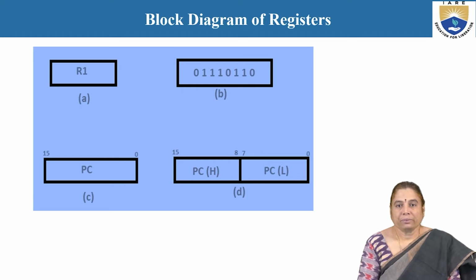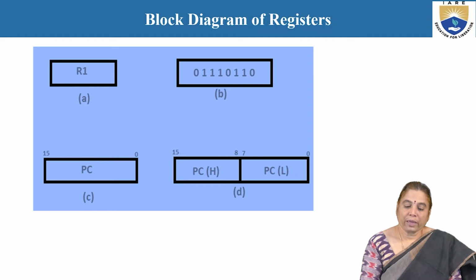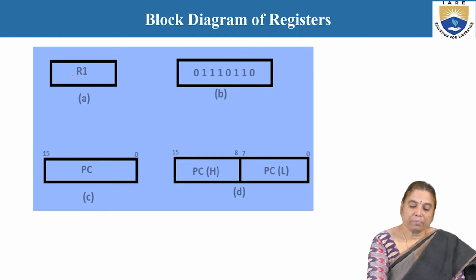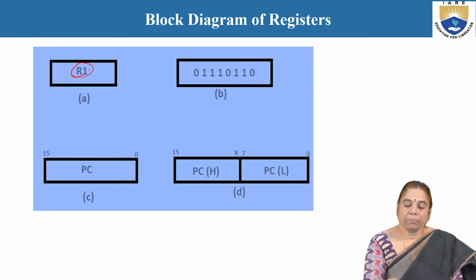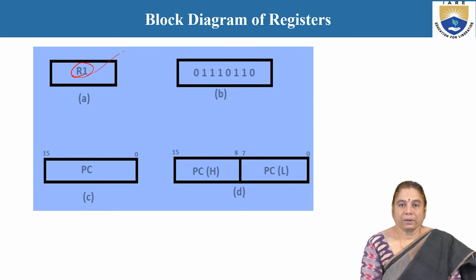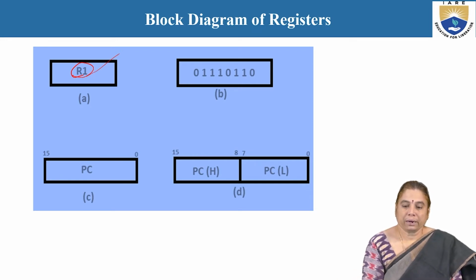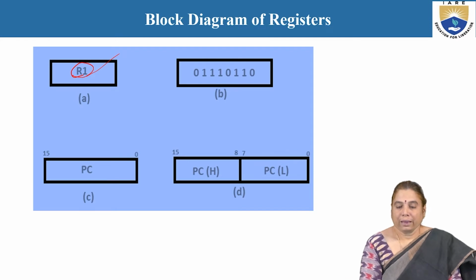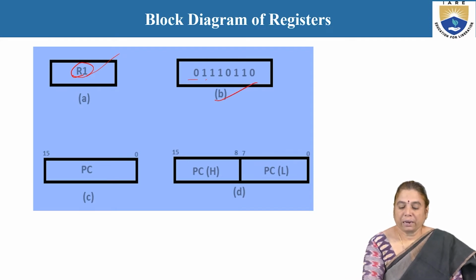So the registers can be represented in 4 basic ways. The first way is the register can be represented with a capital letter, referred to by its name. So here R1 is the register name. Next, the second notation is used to represent the data that can be held in the register. Third representation is to represent the storage capacity of the register.